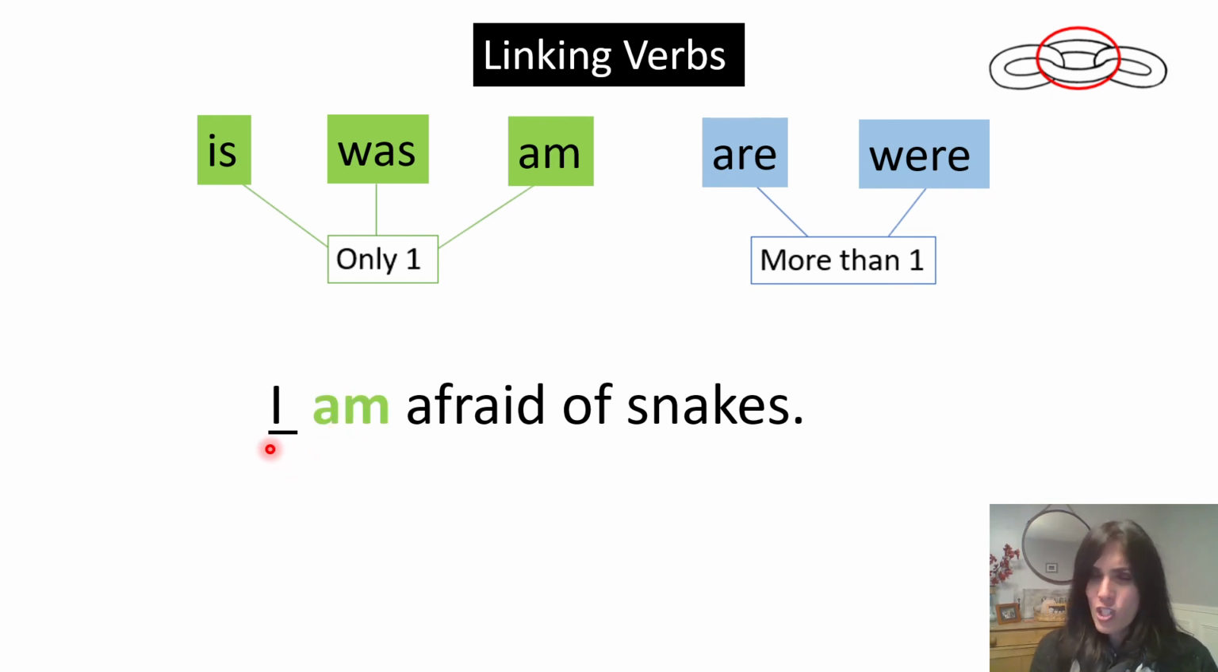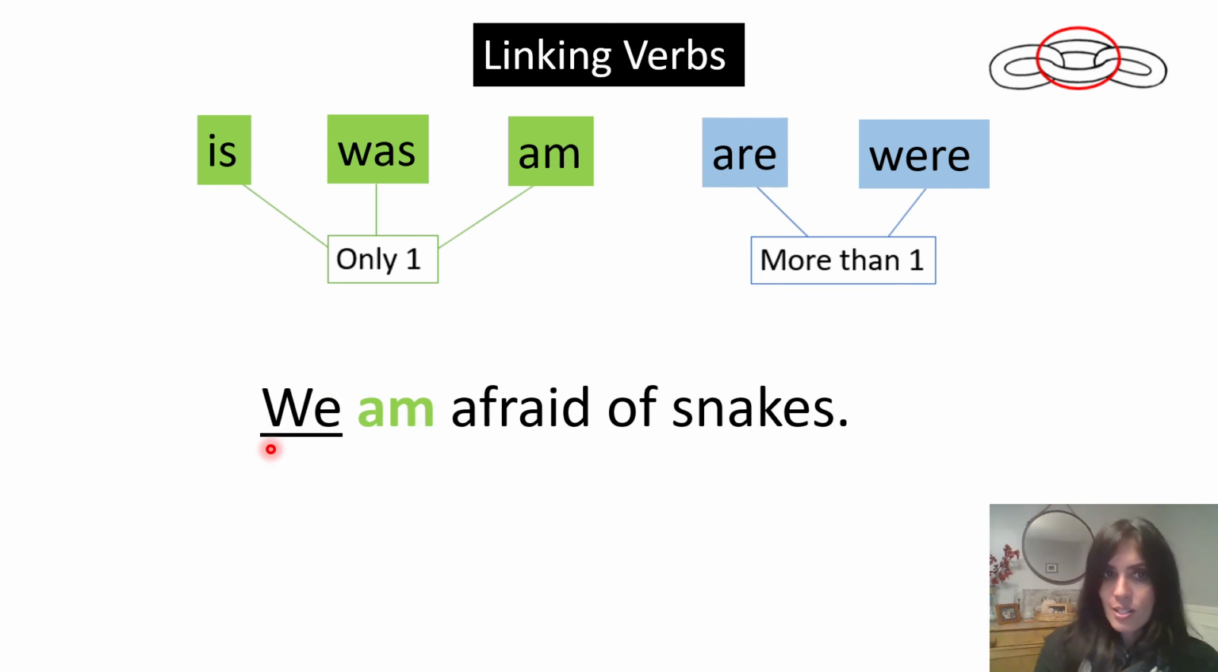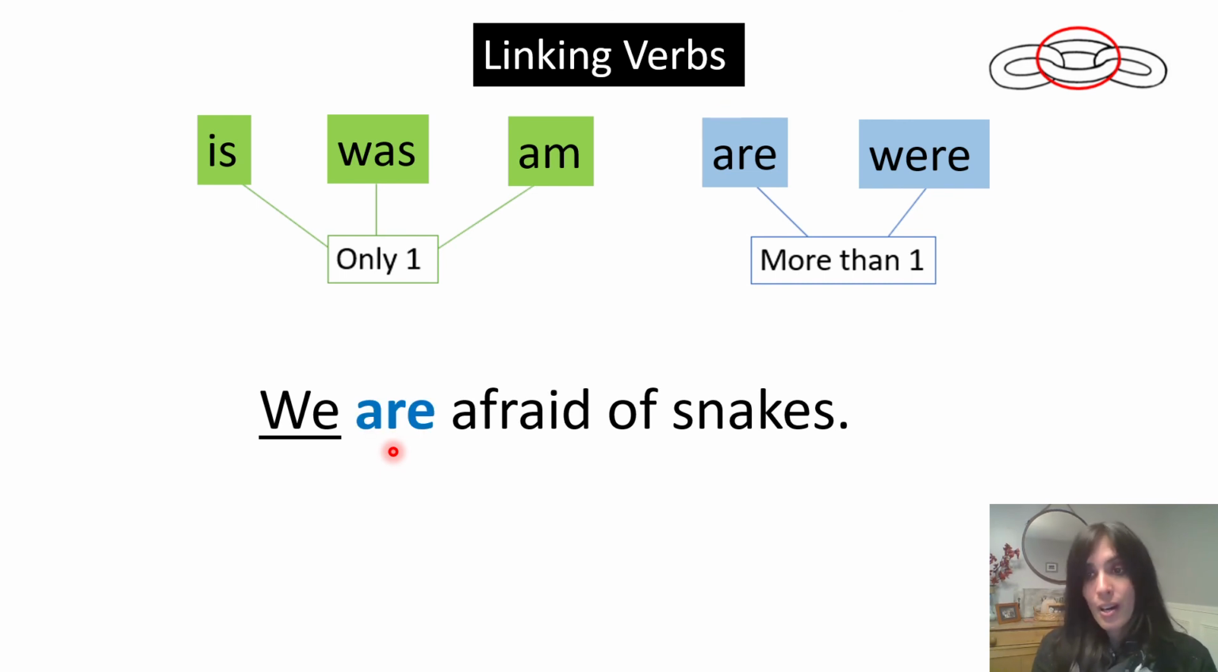But if I want to change I to plural, meaning more than one, I can change it to the word we. We is a collective. It means a group of people. So because it's more than one, I need to change this linking verb from am to are. Now my sentence reads, "We are afraid of snakes."